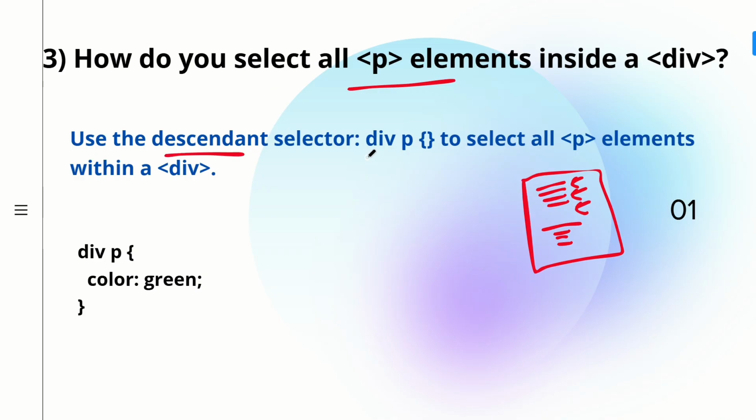So this example for the descendant selector is like, you can just write div, and then you can write p, and then here you can give your styling. So what does this syntax mean? This syntax means that all the p tags inside the div container are going to get selected.